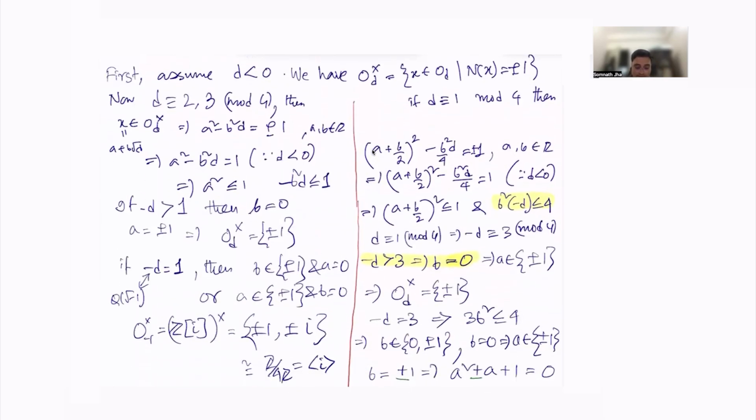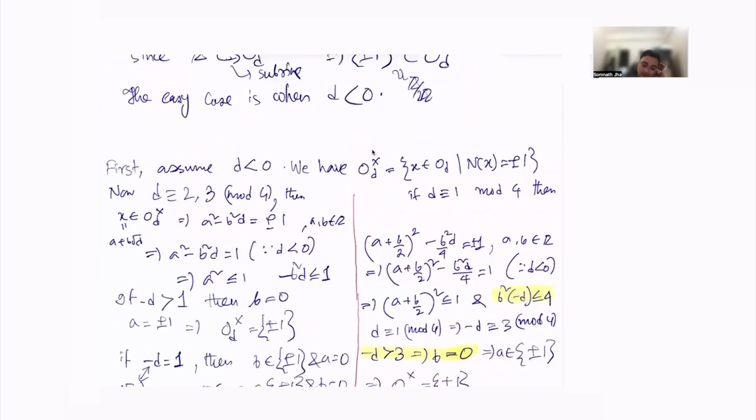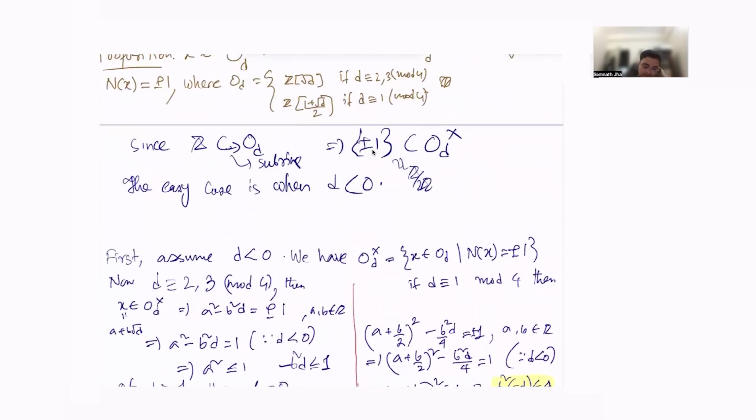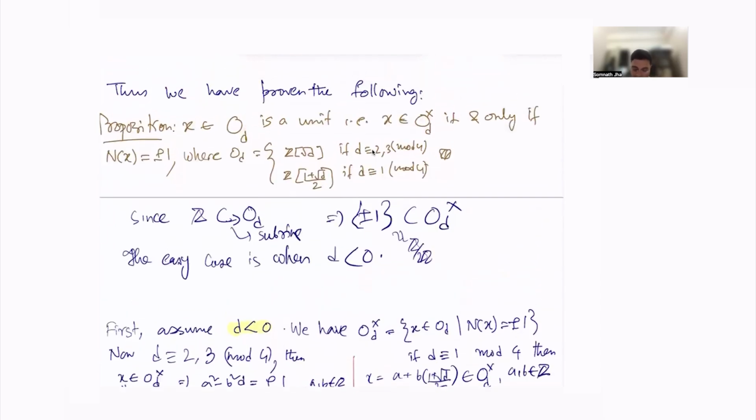Okay, so plus or minus i, whatever. Now look at the other case. We are still assuming that d is less than 0, and d is 1 mod 4. Then x equal to a plus b into 1 plus root d by 2. Every element looks like this, so it belongs to O_d star, and a, b are in Z. A typical element looks like this, right?